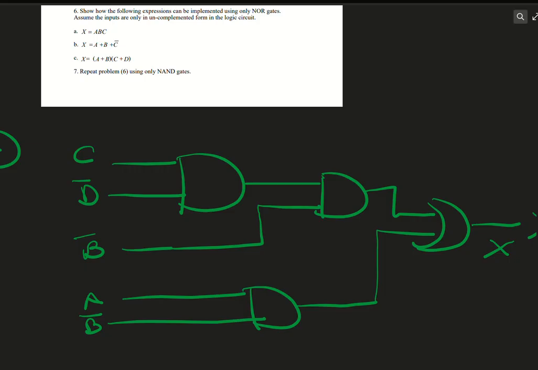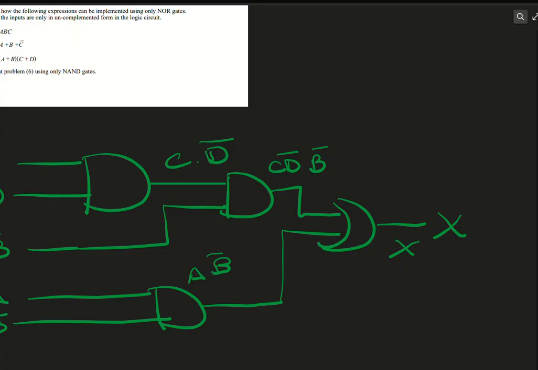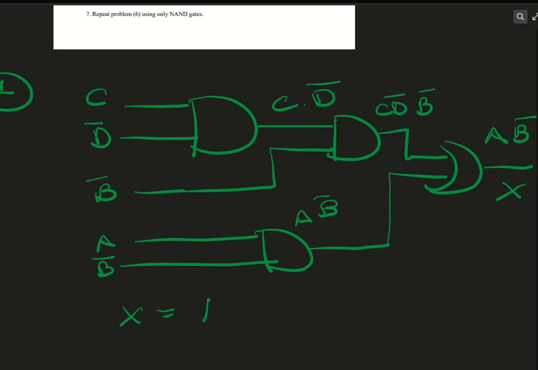First of all, in this AND gate we just use multiplication of C prime and D prime, and then for the second AND gate it's going to be C D prime B prime, and here it's going to be A into B prime, and then we OR it. So A B prime plus C D prime B prime. It's very simple. X equals B prime C D prime plus A B prime.